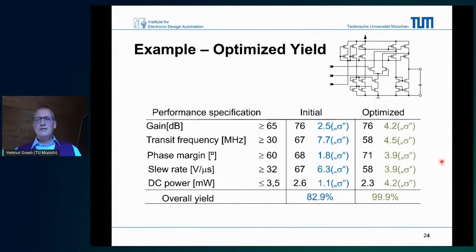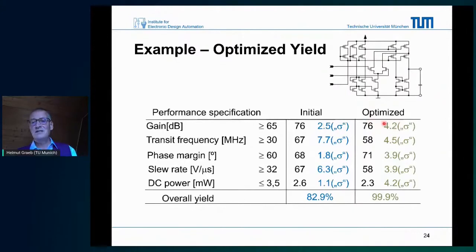You can get a gradient as well, and then you do optimization here. And now at the end, you get these sigma values here, and a yield of 99.9% based on worst case distance. Now look at this, this is a nice thing here. The nominal value of gain is 76 dB. In the optimized case, it's also 76 dB, but the robustness increased.